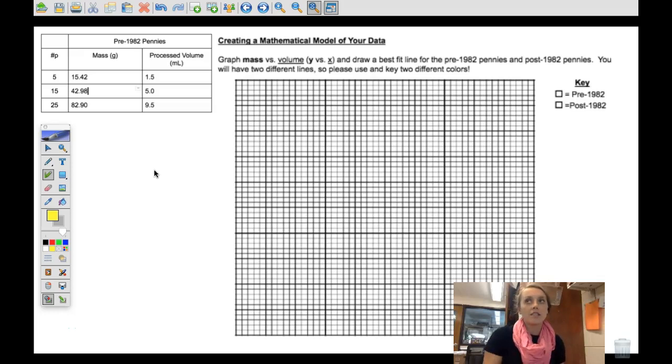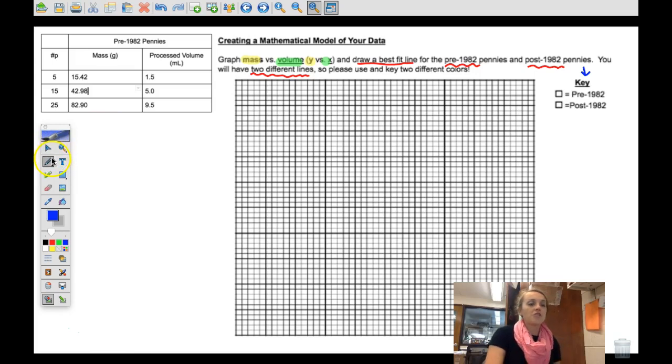After you've calculated your densities and your average densities for the Penny Lab, you are being asked to create a mathematical model or a graph of your data. After reading the instructions where it says you're going to graph mass versus volume, mass on the y-axis and volume on the x, you are going to be drawing a best fit line for the pre-1982 pennies and the post. So that means we're going to have two different lines. So I would like you to use and key two different colors. For this practice lab, I have given you a key here where you can color in the lines of your choice.